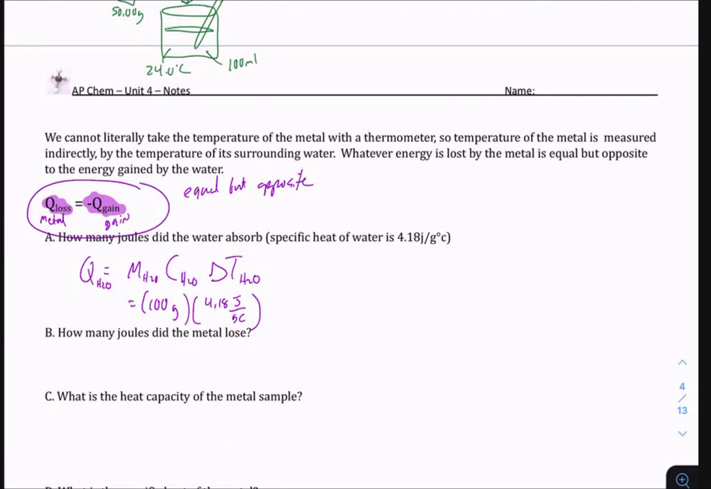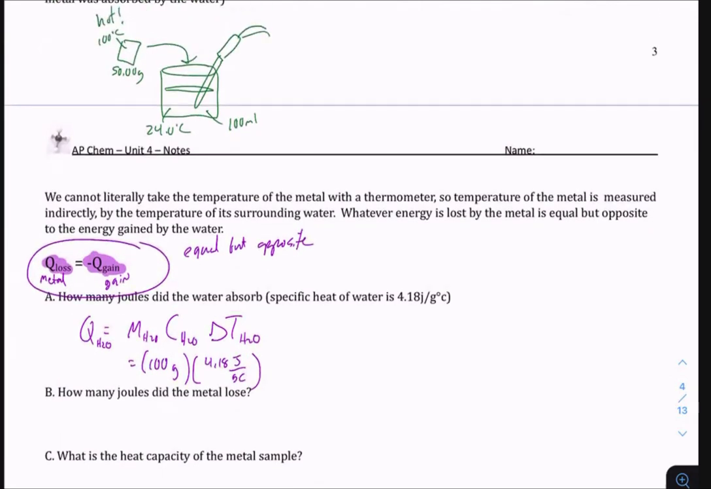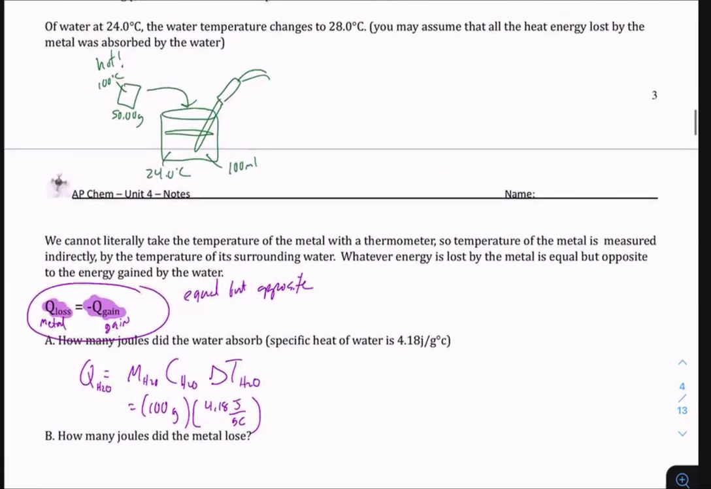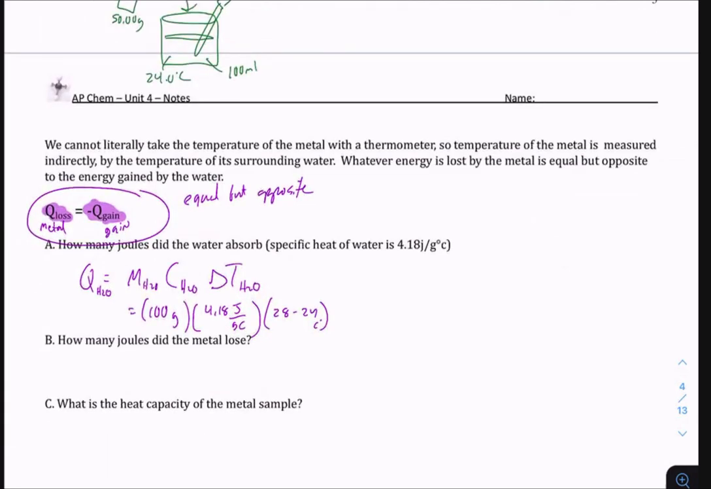I need to know the temperature change of the water. It says at the beginning, we went from 24 to 28. So T final minus T initial, that would be 4 degrees Celsius. All right, so let's calculate how much energy the water absorbed. Joules. Okay. If that is how much energy the water has absorbed, how much energy was lost by the metal? The same amount.